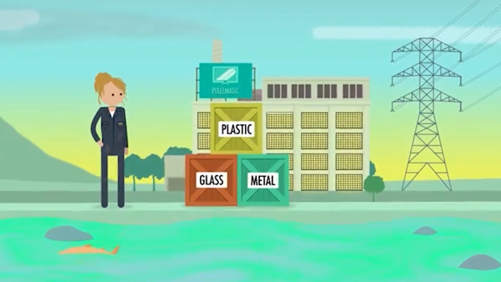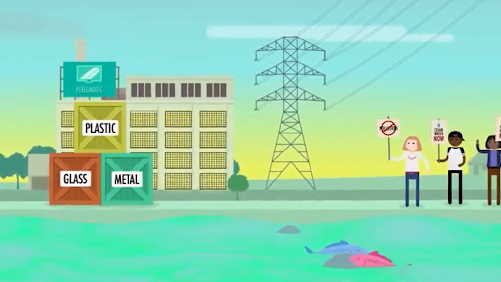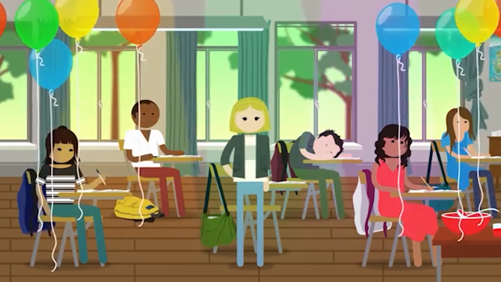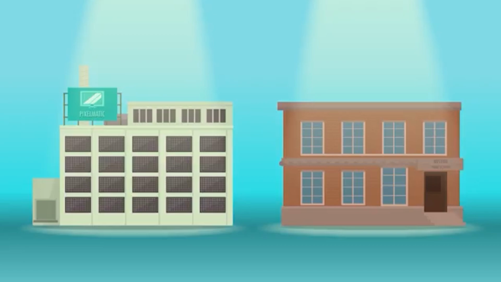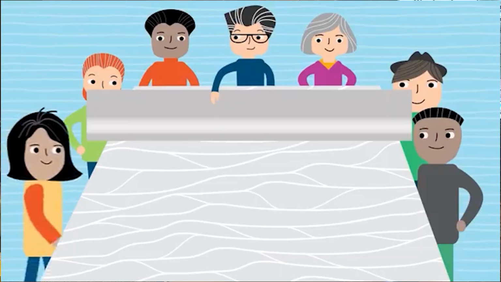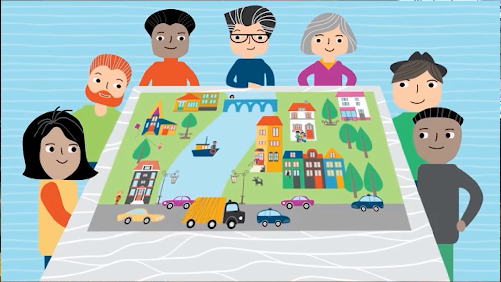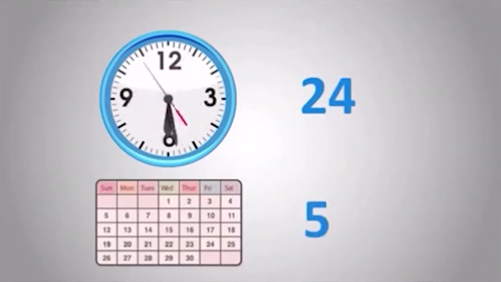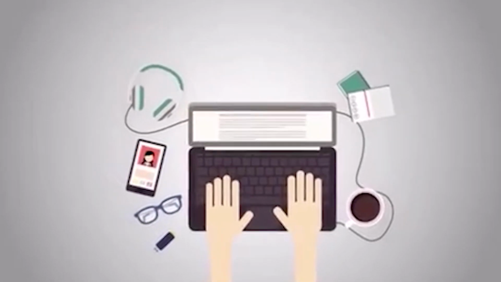Definition of externality: the impact of one person's action on the well-being of a bystander. Definition of market power: the ability of a single economic actor or small group of actors to have a substantial influence on market prices. Principle number 8, a country's standard of living depends on its ability to produce goods and services. Definition of productivity: the quantity of goods and services produced from each hour of a worker's time.